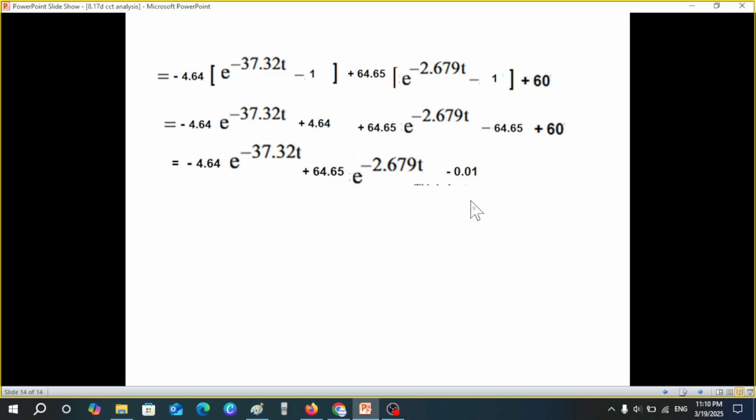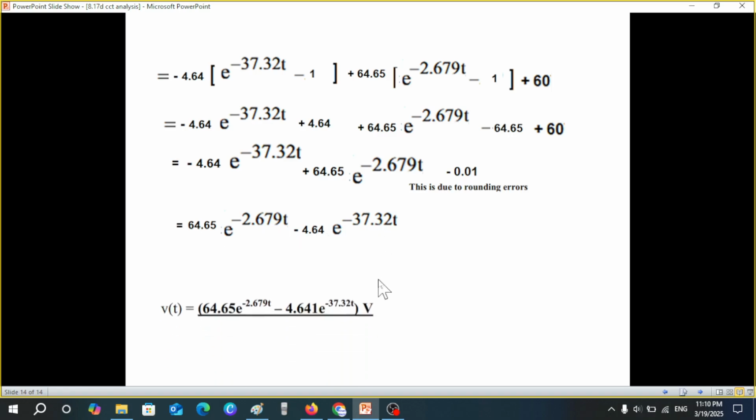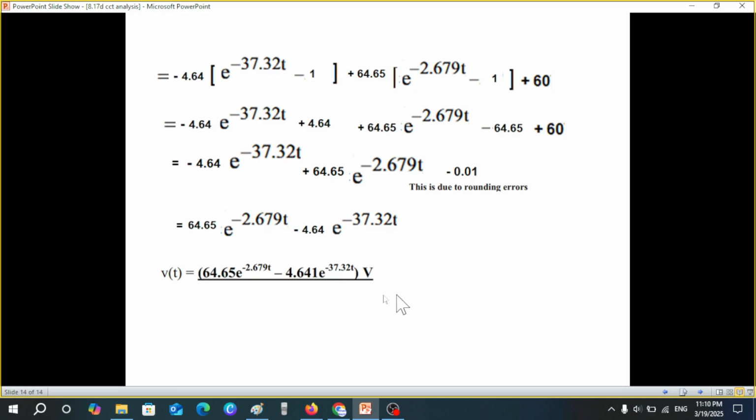Now this is 0.01. This is due to rounding off error, I guess. So we will neglect this. And so the final value of V(t) will be as shown here. And this is the answer that has been given in the solution manual. So we are getting the same answer. So I hope you have been able to follow this. Please let me know through your comments.